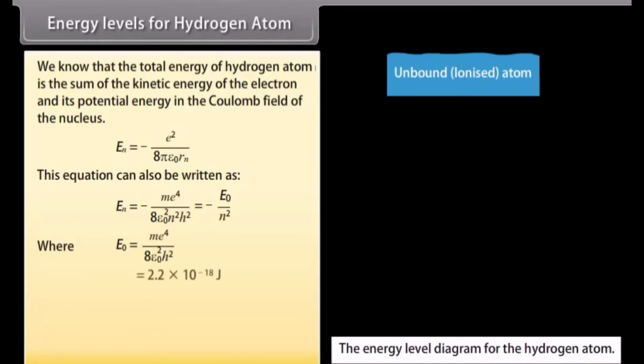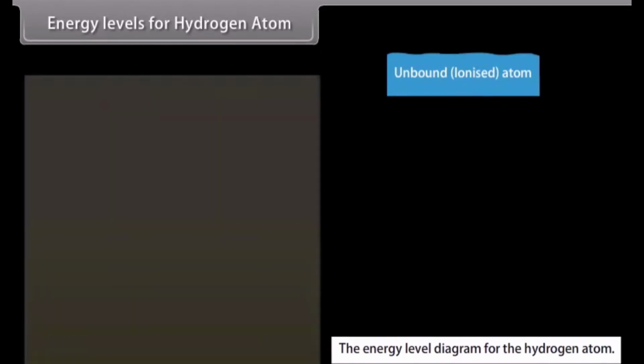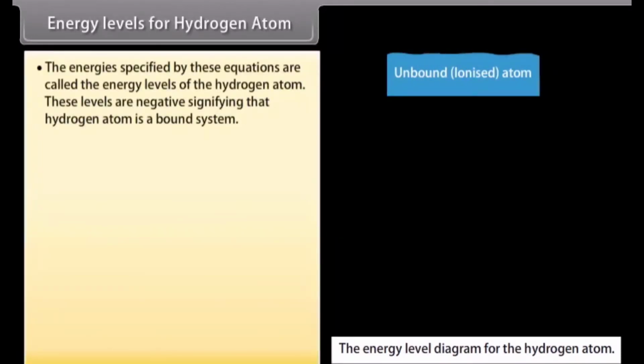E naught equals 2.2 into 10 raised to the power minus 18 joule, which is equal to 13.6 electron volt. The above equation can also be written as En equals minus 13.6 upon n square electron volt. The energies specified by these equations are called the energy levels of the hydrogen atom. These levels are negative, signifying that the hydrogen atom is a bound system.